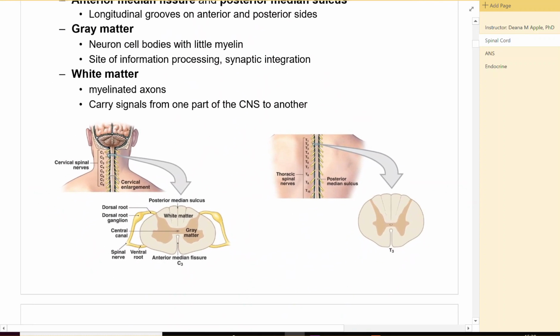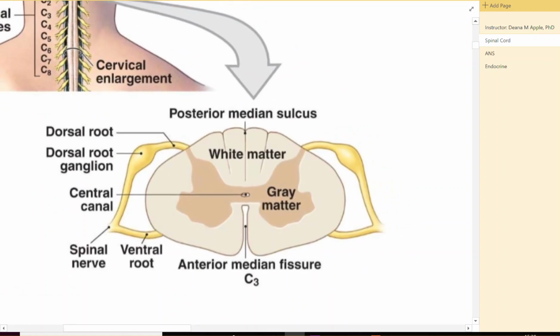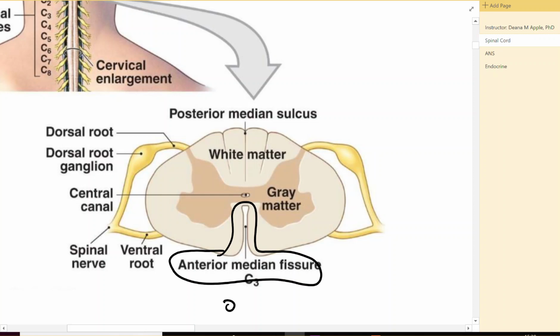Okay, let's look closely at the cross section. What are the key points that you need to orient yourself when you start looking at a section of spinal cord? What's the very first thing you need to look for? The anterior median fissure. You want to find the anterior median fissure because then you know what orientation you're in. So this is the front of the body, right here.